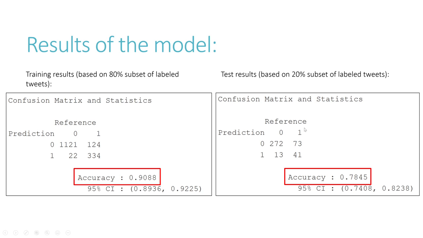This confusion matrix shows that the model is pretty good at accurately predicting non-political tweets, but not as good at accurately predicting political tweets. So for example, it correctly predicted that 41 labeled political tweets were in fact political, but incorrectly predicted 73 of them.